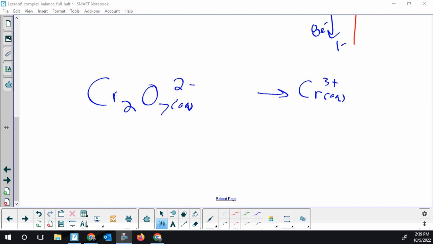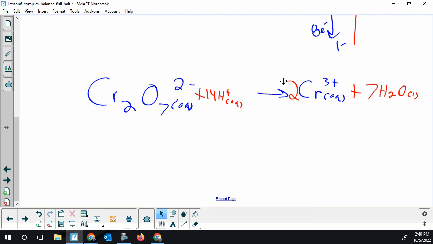So the answer to this one, balancing atoms other than O and H, is chromium. I now have 2 chromiums on both sides. I've got 7 oxygen at the beginning, so I need 7 water at the end to balance O. Hydrogen, I have 7 times 2 at the end, 14 at the end, so I need 14 H+ at the beginning. And then the most challenging part is not making a mistake with your charge.